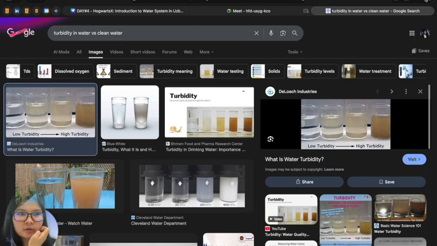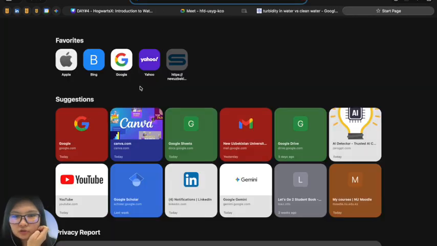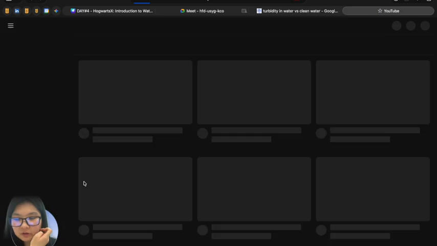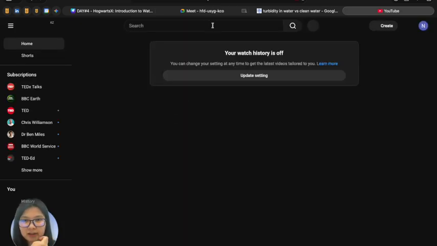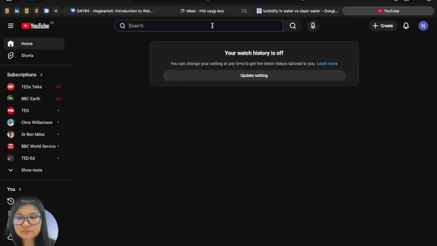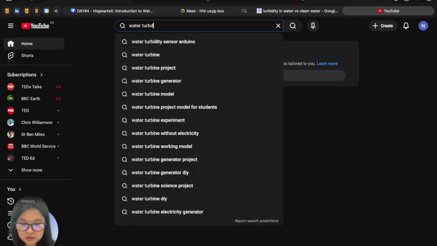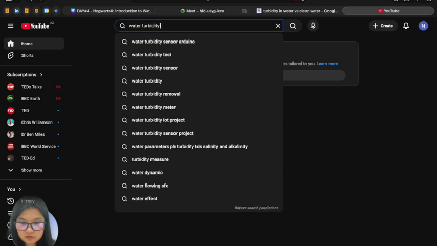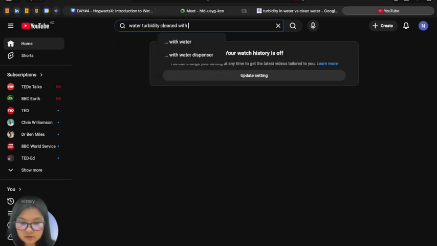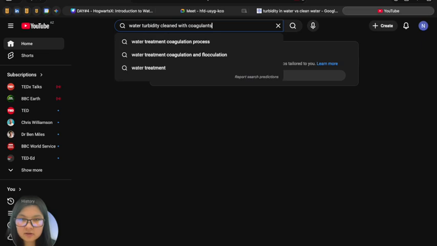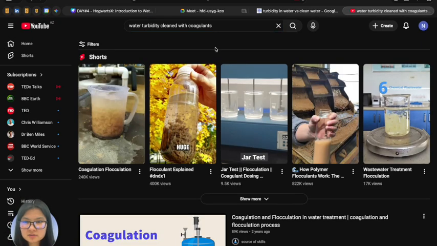For example, let me show you some videos of turbidity in action. Water turbidity cleaned with coagulants. It's actually a very cool chemical.